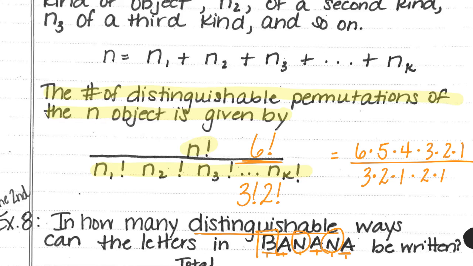So let's cross out what we know. 3, 2, 1 will cancel out. 2 goes into 4 2 times. And 30 times 2 is 60. So there are 60 distinguishable ways that we can rewrite the letters of banana.